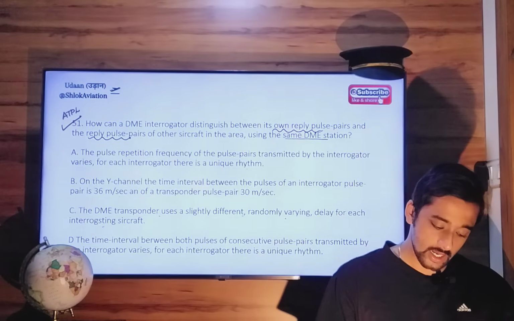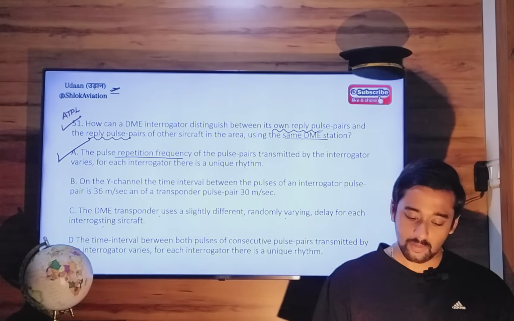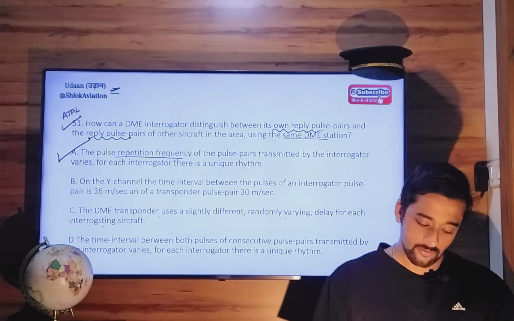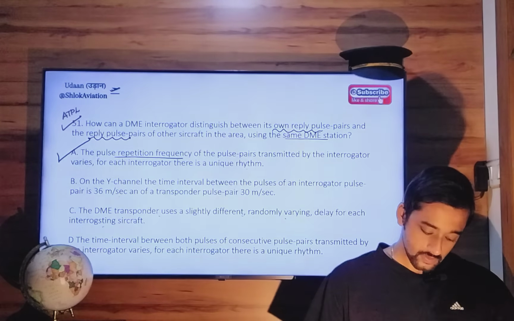So the correct option here is alpha. The pulse repetition frequency of the pulse pairs transmitted is different for every aircraft. That is called jittering. Okay.